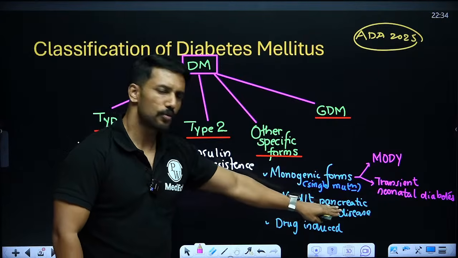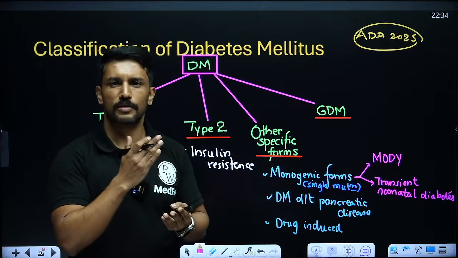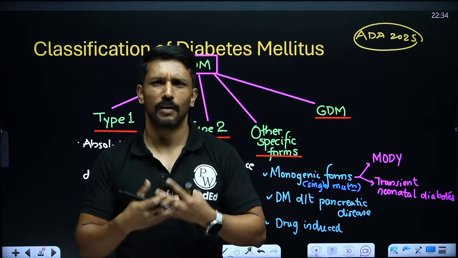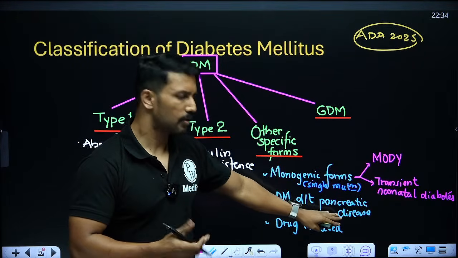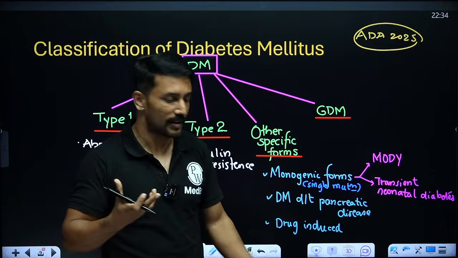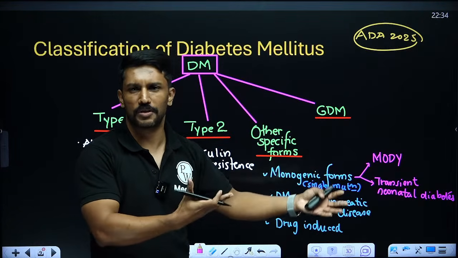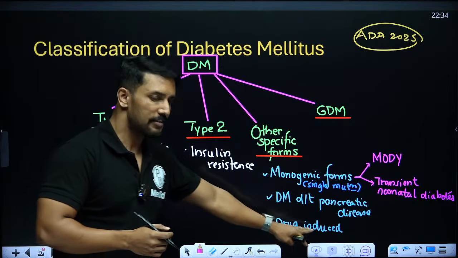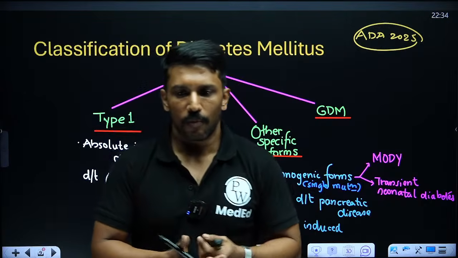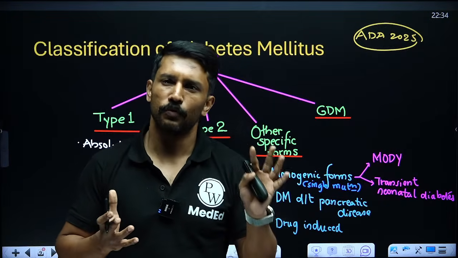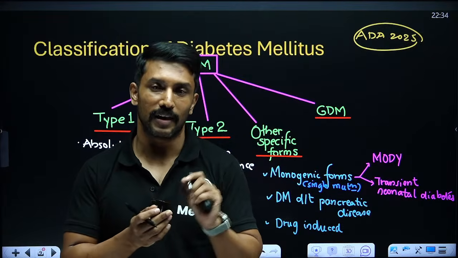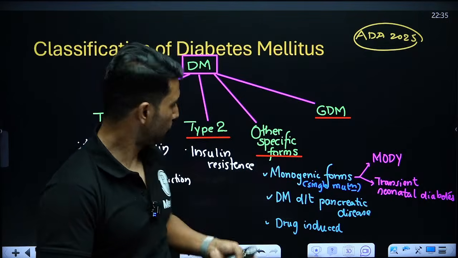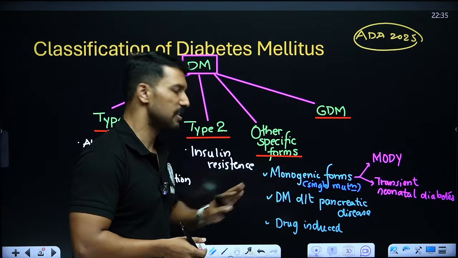Then diabetes mellitus due to pancreatic disease: chronic pancreatitis, chronic fibrocalculous pancreatitis, and pancreatic cancers can all present with diabetes, because beta cells are getting destroyed by the disease process. So insulin production can come down and we can have diabetes. That comes under other specific forms. Drug wise, one of the common drugs we are all familiar with is glucocorticoids. Then some immunosuppressants like cyclosporin and tacrolimus are also known to cause hyperglycemia. They can also induce diabetes. So these are other specific forms.